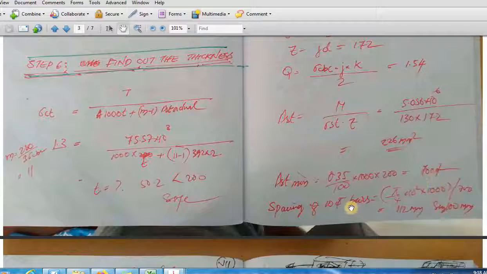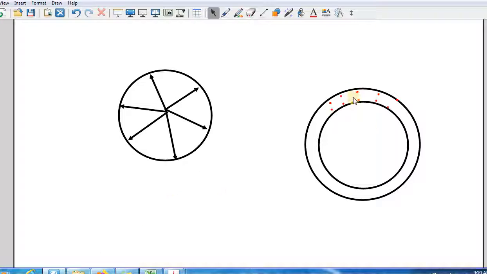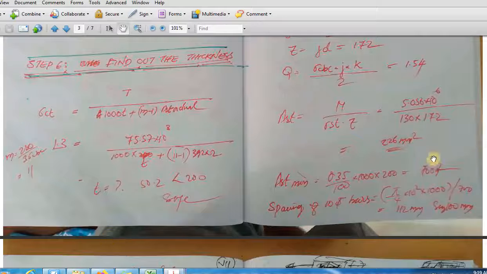Spacing of 10 dia bars, because you don't need to give half and half here. These are the vertical bars we are calculating now, so here on one face itself we need to give minimum Ast. Whatever we have found out is less than the minimum Ast, so we cannot give half and half. So just provide 700 millimeter square inside, 700 outside also. Okay, so spacing of 10 dia bars is, so you will get 112 millimeter.